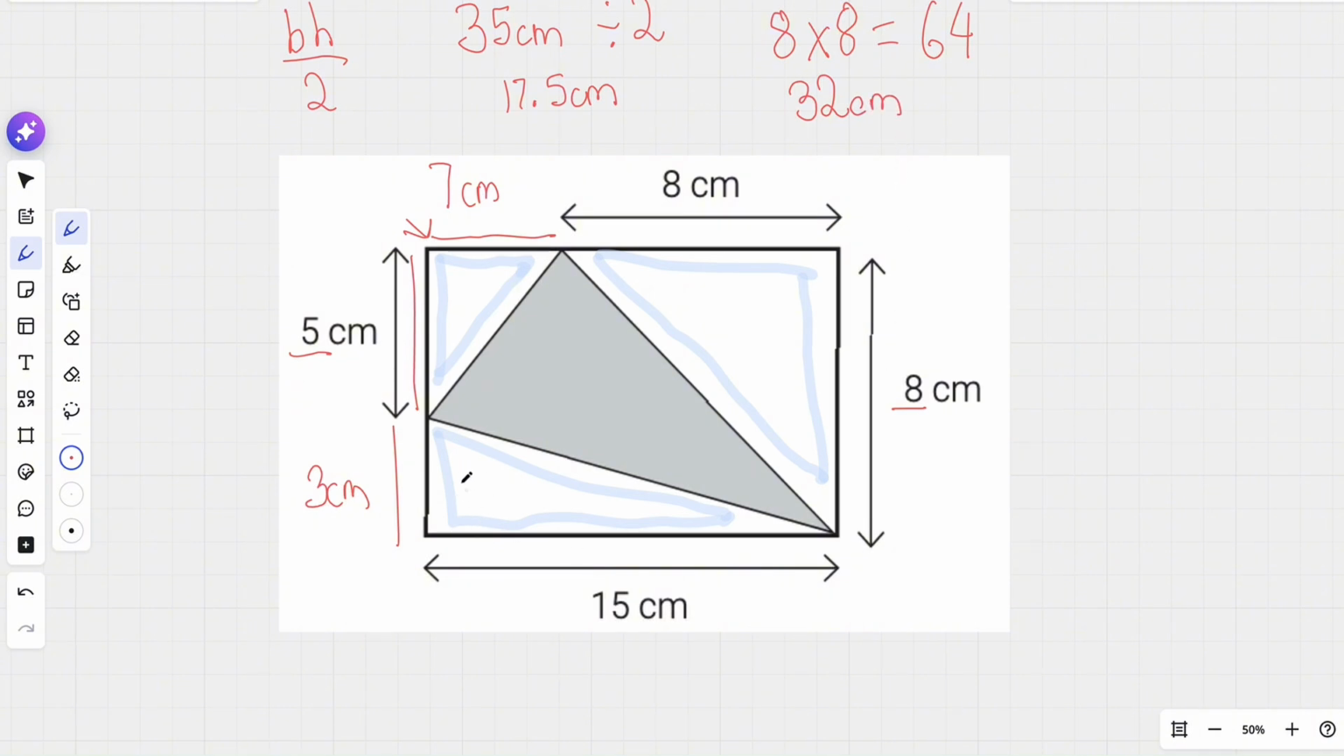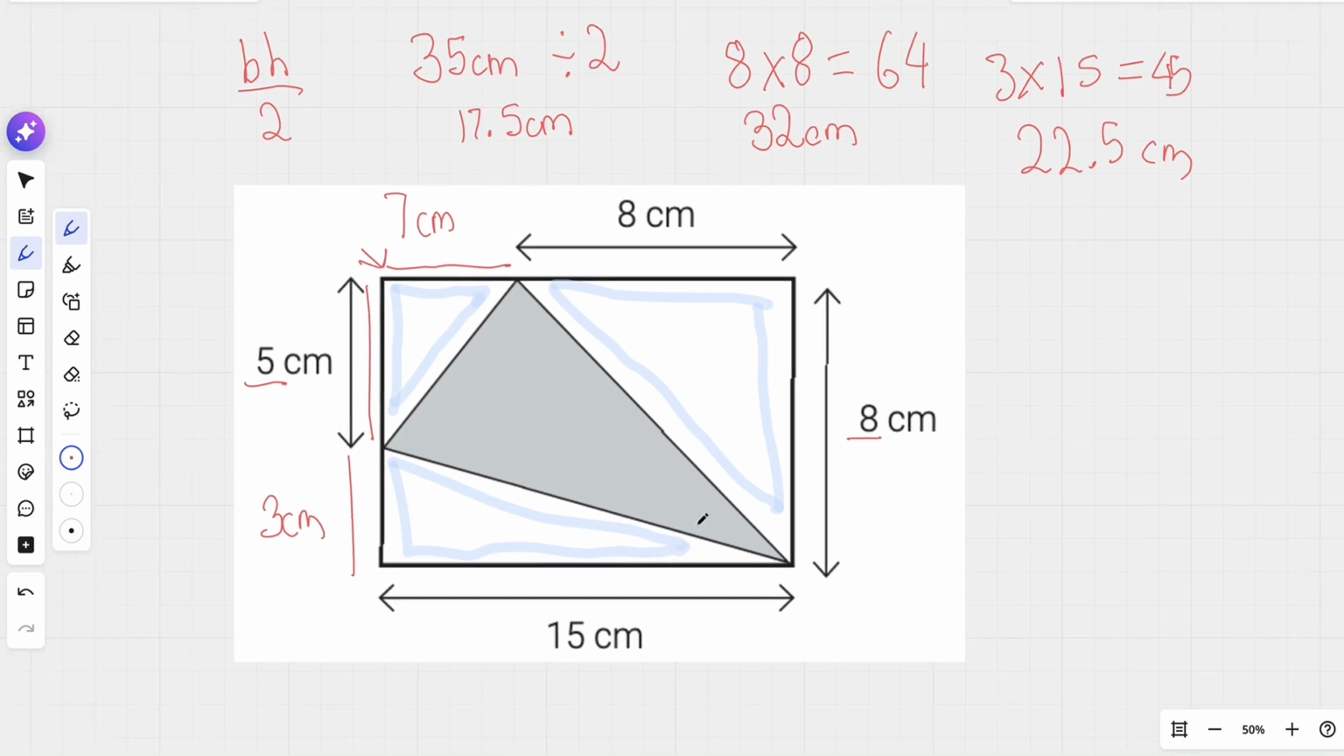And finally, let's do this one. 3 times 15 is 45. And if we divide that by 2, we get 22.5 centimeters. So the area of this is 22.5 centimeters.